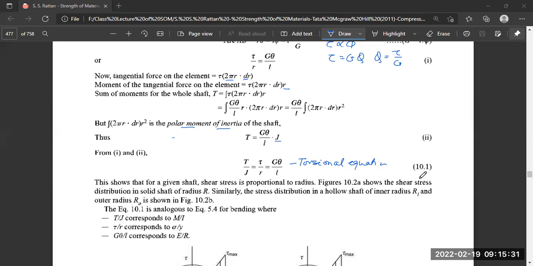Yes. Look, what is torsion, what is torque, what is twist, what is couple? They are all equal to each other. They are the same. But what is that?